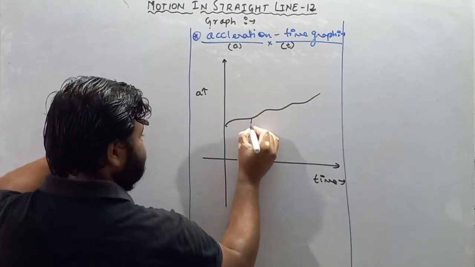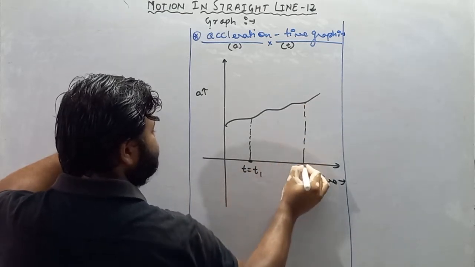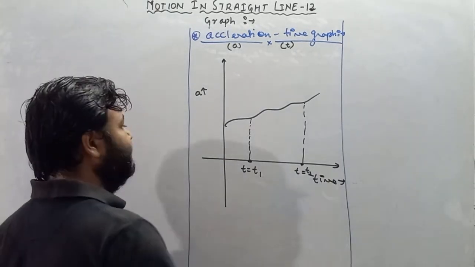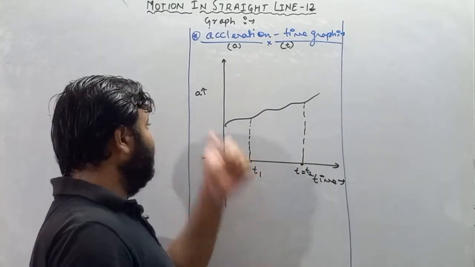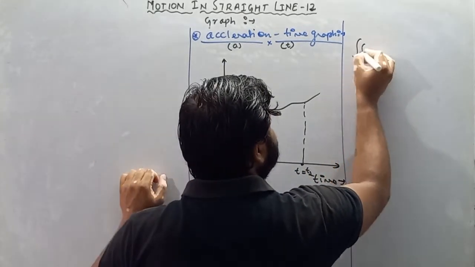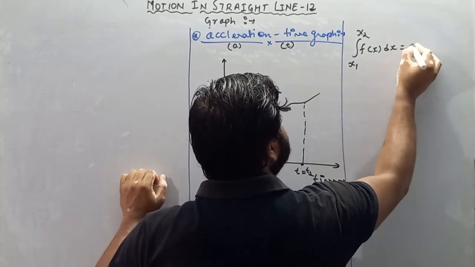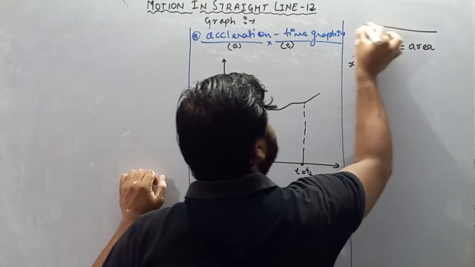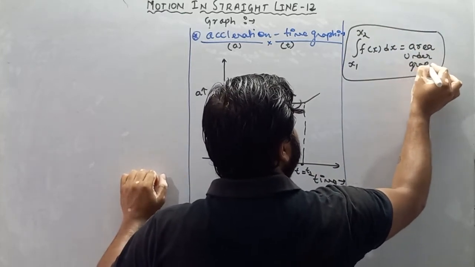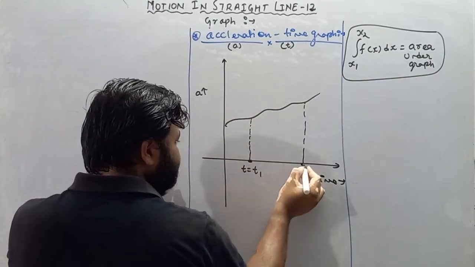Let's suppose we'll take two times. One is t equals t1, the other is t equals t2. I'm putting the limit. What am I doing, beta? I'm doing integration of acceleration with respect to time, because I already told you the integral of f of x dx, with some limit x1 to x2, is nothing but the area under the graph. Area under graph. Now see, my dear student, I'll take time t1 to t2.